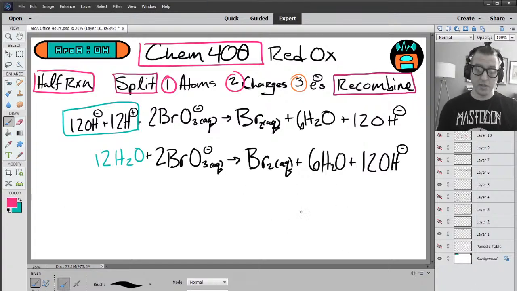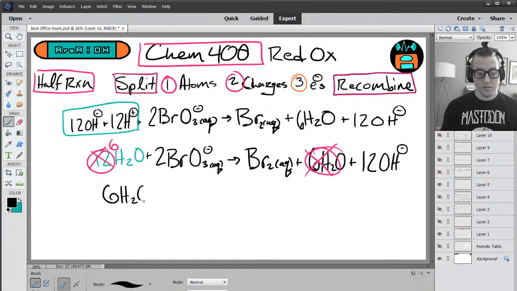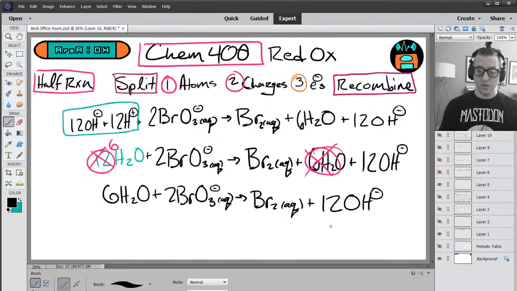Some of our water molecules can cancel. The 6 water molecules on our reactant side will cancel with 6 of them on our product side. And so our bromine half reaction with balanced atoms will be 6 water molecules reacting with 2 bromate ions to produce 1 bromine molecule plus 12 hydroxide ions. Atoms are balanced. Let's look at our charges.